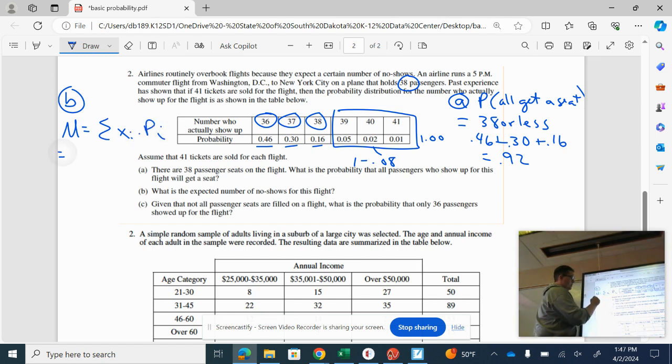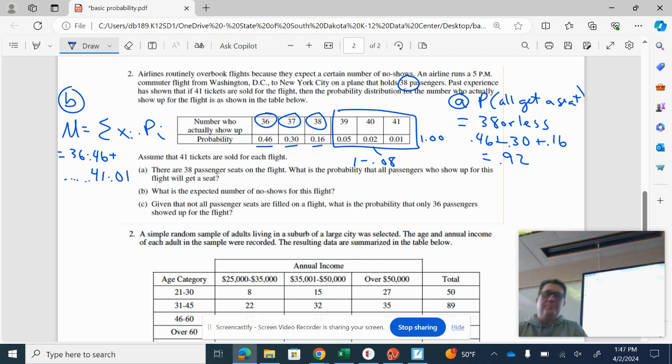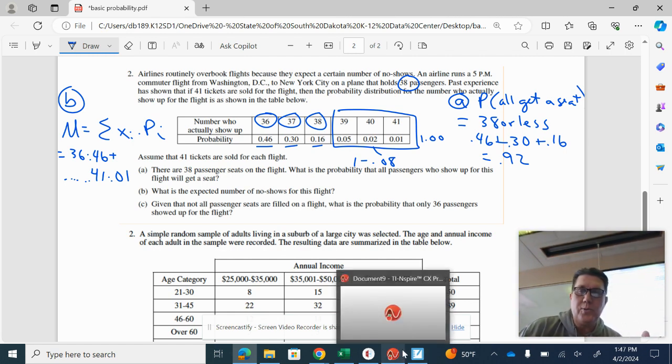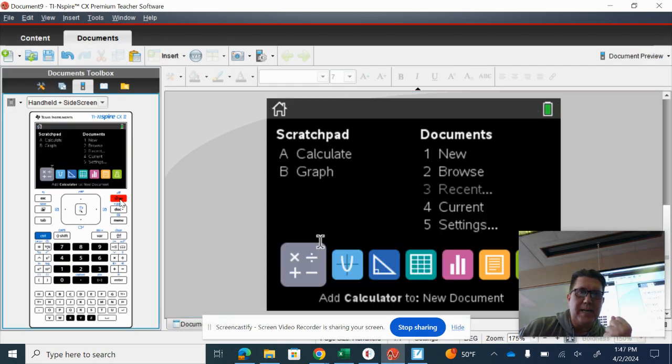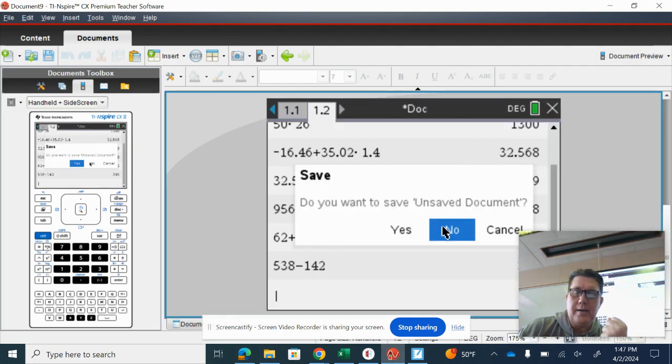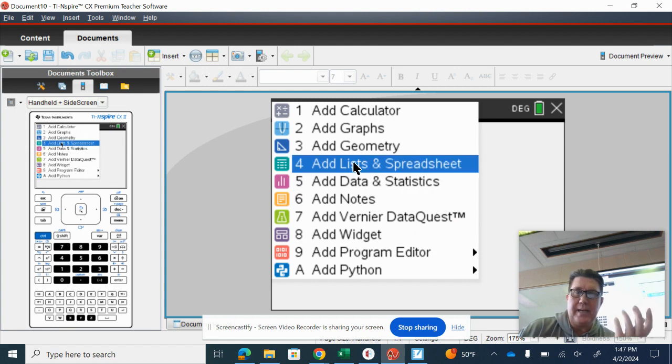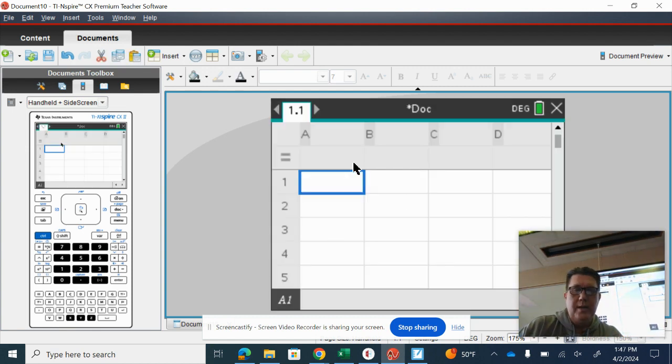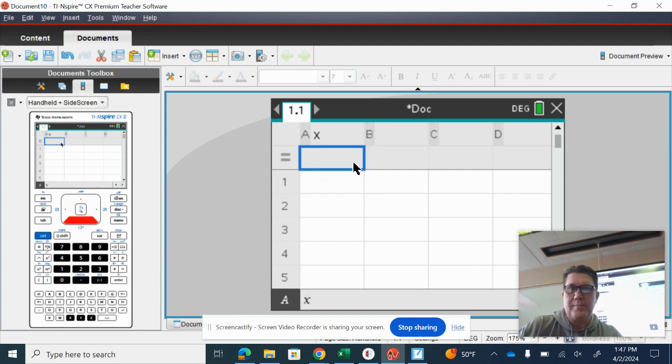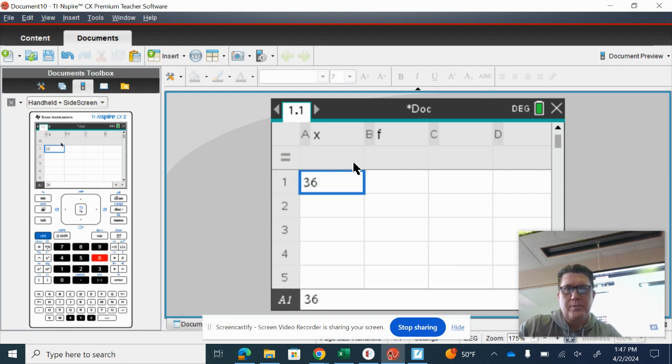Okay, so we did this one a lot, where you take 36 times its probability plus 37 times its probability plus 38 times its probability, and so on, all the way up to 41 times its probability. Now, my suggestion is that you do that one in your list and spreadsheet view. You may not have a TI-Nspire like I have, but if you don't, you just have basic lists. I'll call them X and F, and there's a reason for that, but we'll talk about that in a moment.